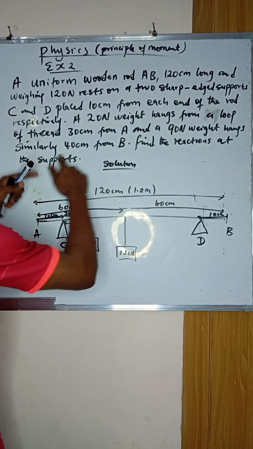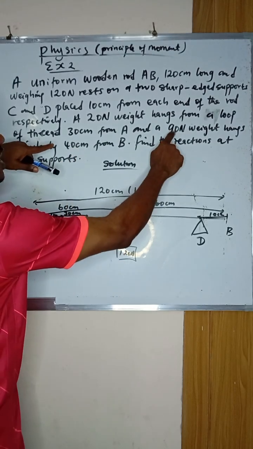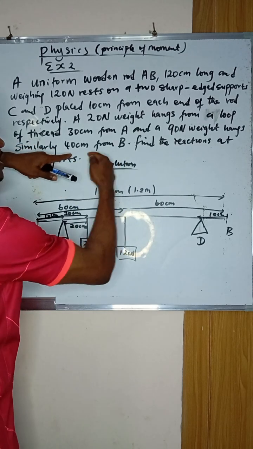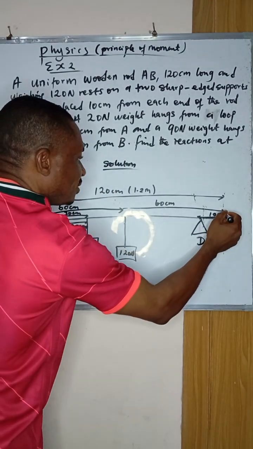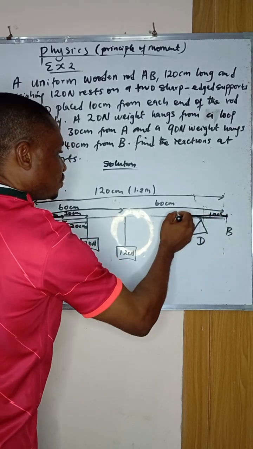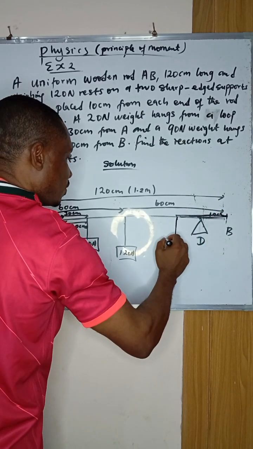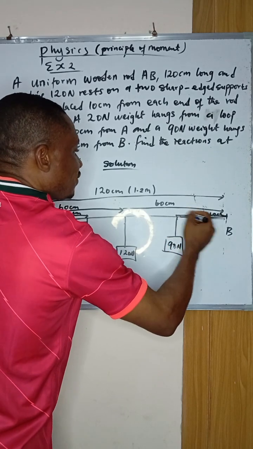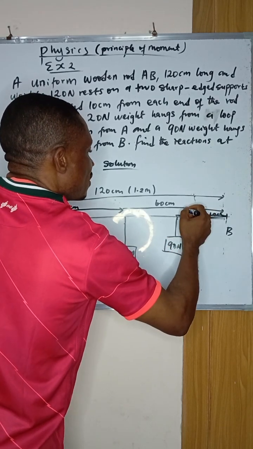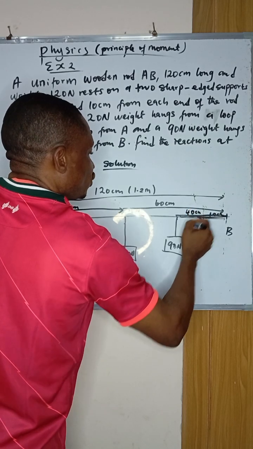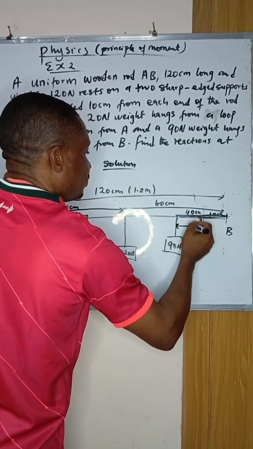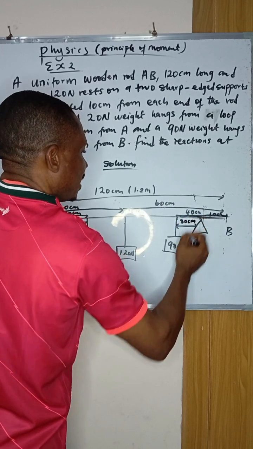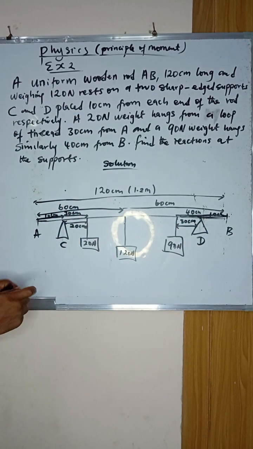Then another one, similarly, the 90 Newton hangs 40 cm from B. So this is B, and from here to here is 40 cm, another weight, 90 Newton. From here to here will now be 30 centimeter. So we can change all these things to meter, right?